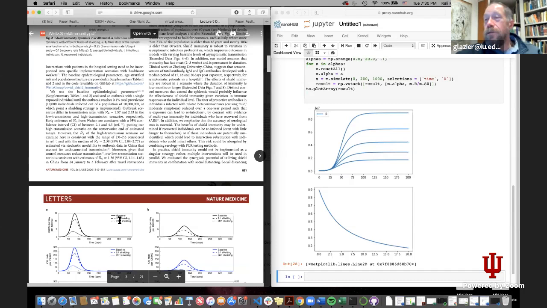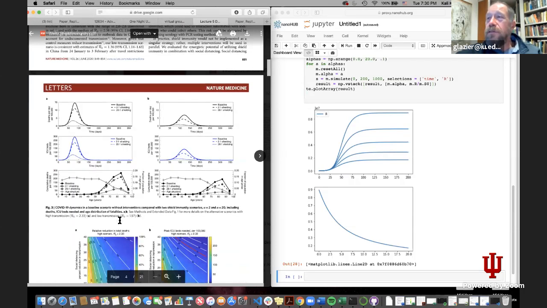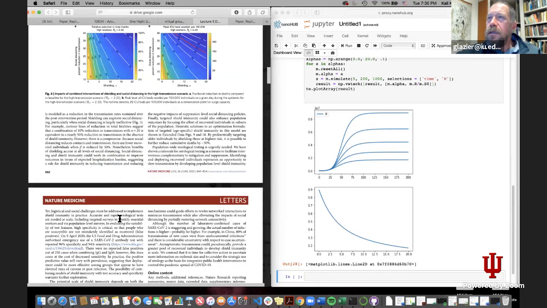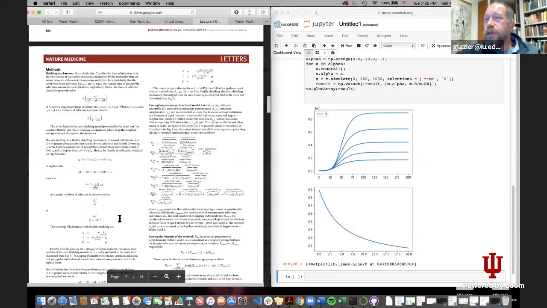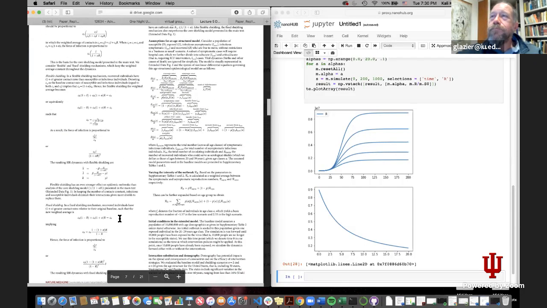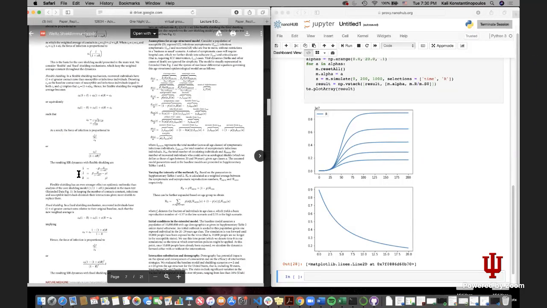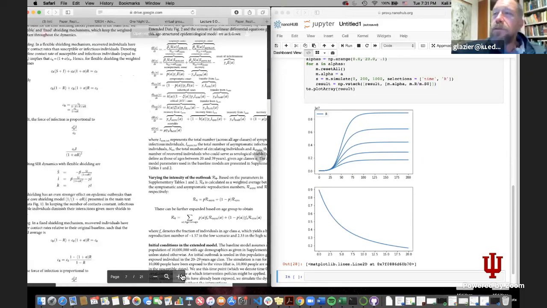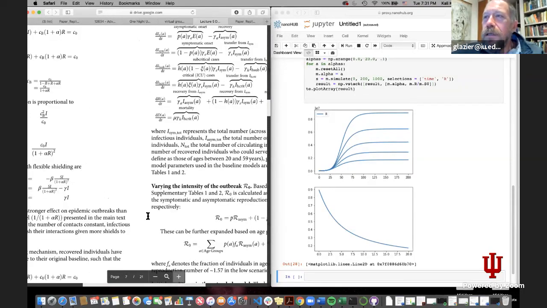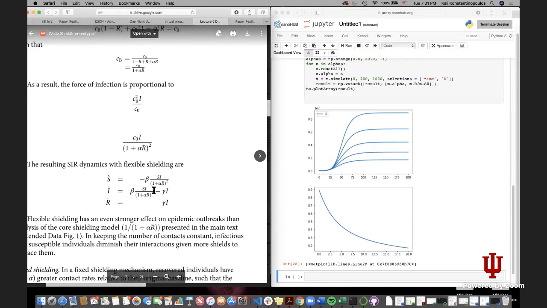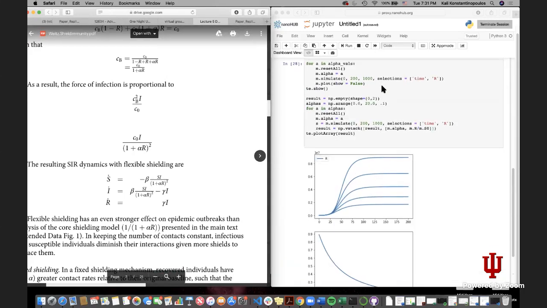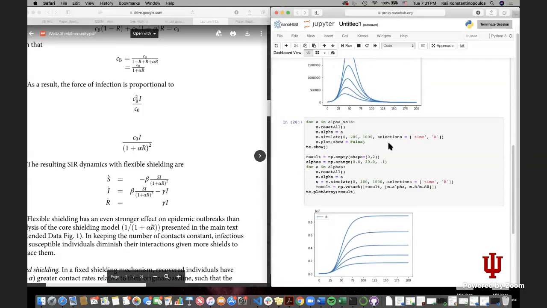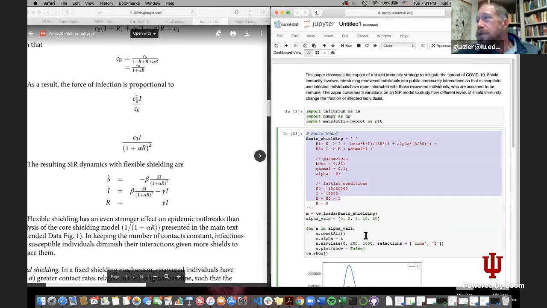And it looks like it replicated their result just fine. And then let's see about one of their other models. So they have a slightly more elaborate model. Yeah, we could go with the flexible shielding maybe. Great. Okay, sure. Let's try that. It looks like the only thing that changes now is you're squaring this 1 plus alpha r term. Okay, so that should be easy to do.